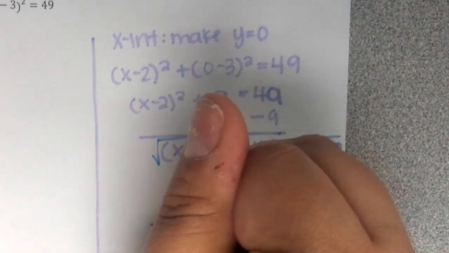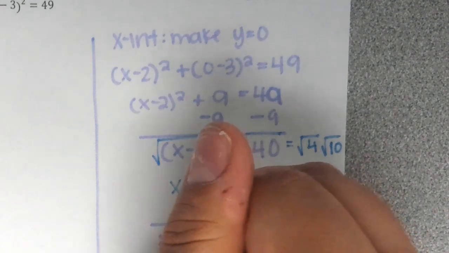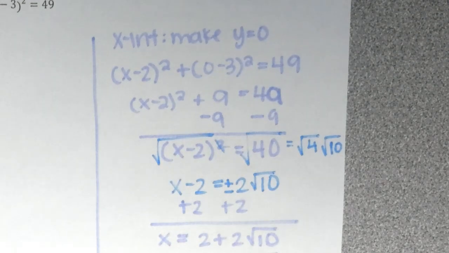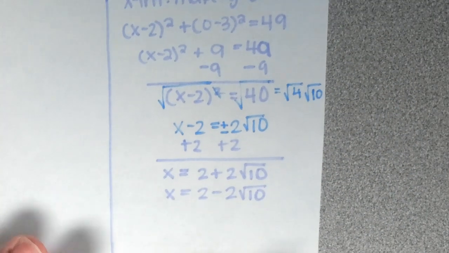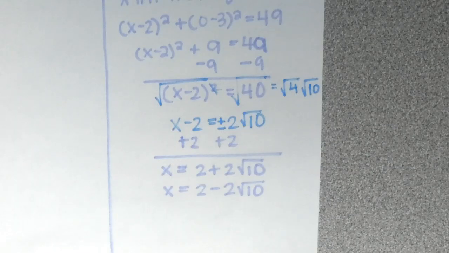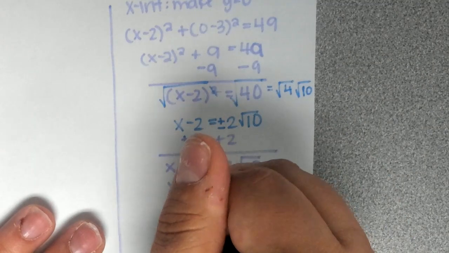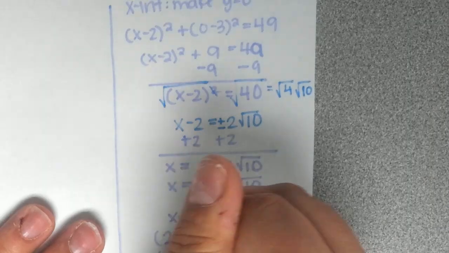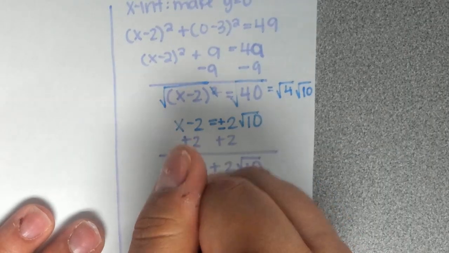Y'all are going to love this. You don't add them together. We do not add them together. You are going to leave it like this because these are not like terms. So we put them in coordinates. But you have to put them in coordinates. Yep, it's this ugly. So my x-intercepts are 2 plus 2 root 10 comma 0 and 2 minus 2 root 10 comma 0.